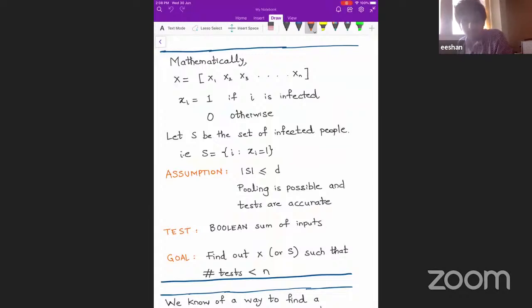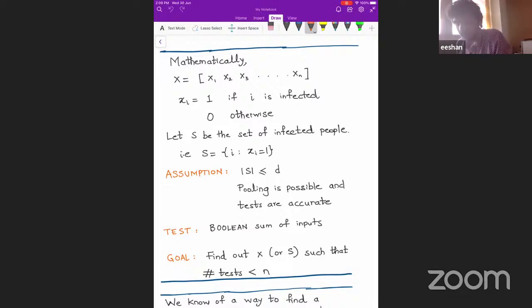Let S be the set of the infected people. S is just the support of vector X, all i such that xi is equal to 1. The main assumption we'll work under is that the size of S is less than or equal to D, which means out of the n people, at most D can be positive.